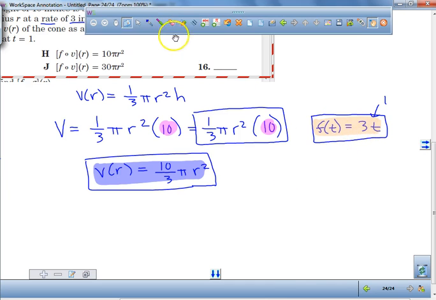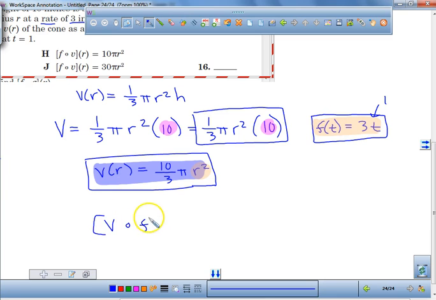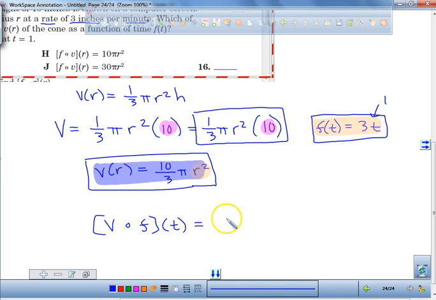So what I want you guys to do is take this right here and plug it in, because the radius is increasing, right? So right now you're going to take this and plug it in right in there. So we're going to take V of t, and we're going to plug it in. So we have 10 over 3 times pi, and I'm going to plug in this. I'm going to put a 3t, and what am I going to do? I'm going to square it.